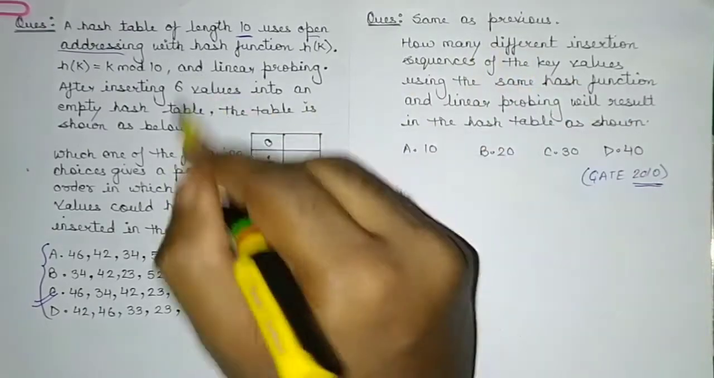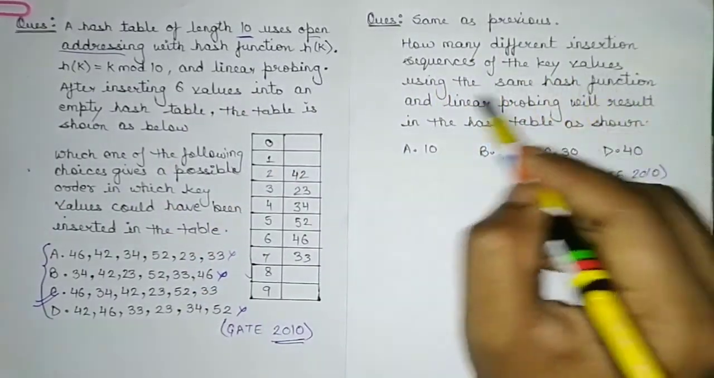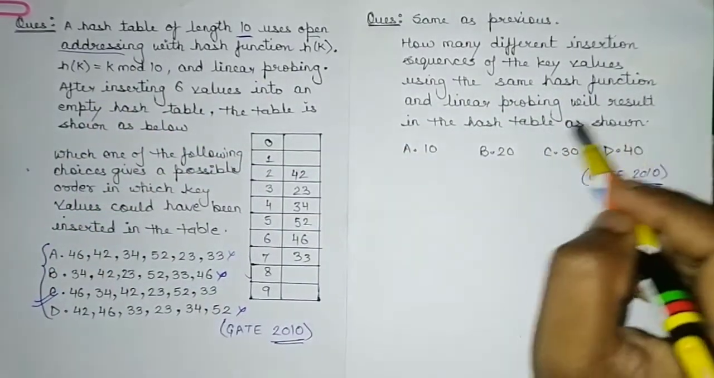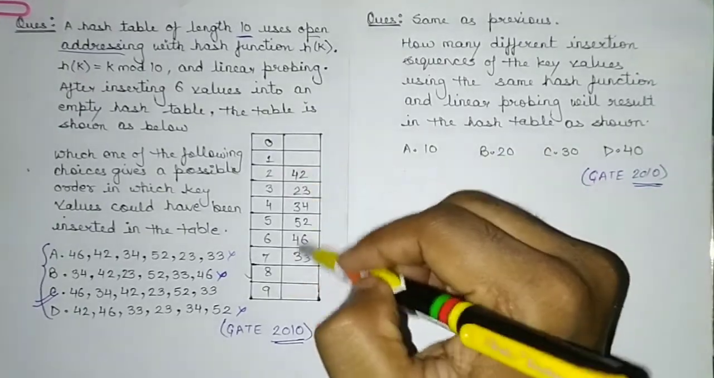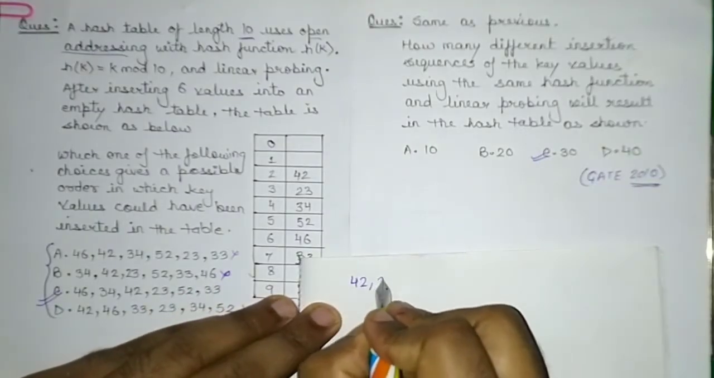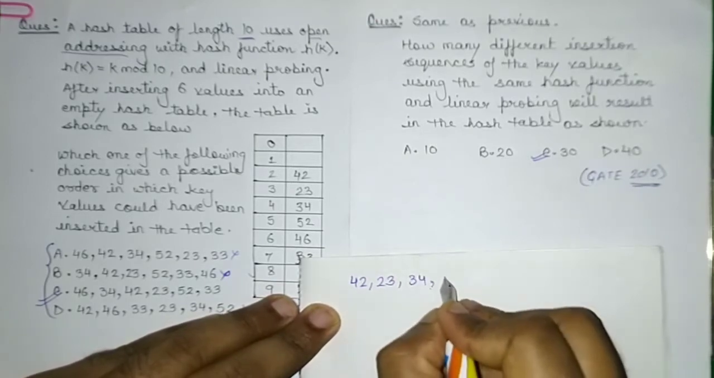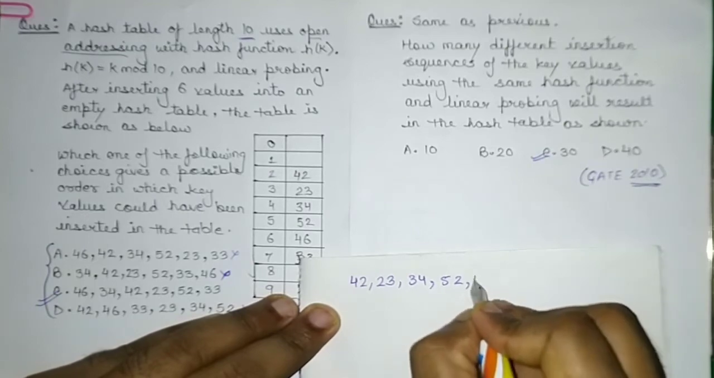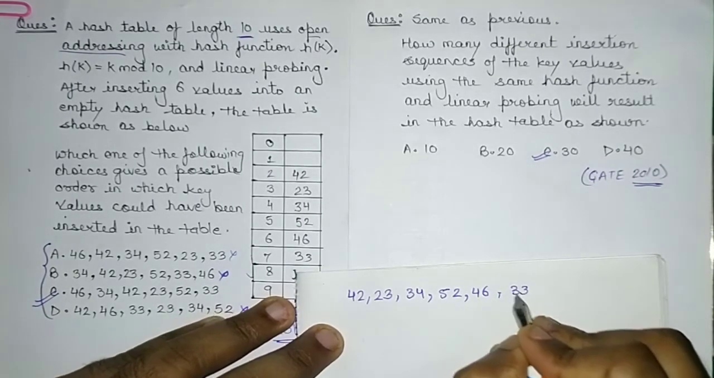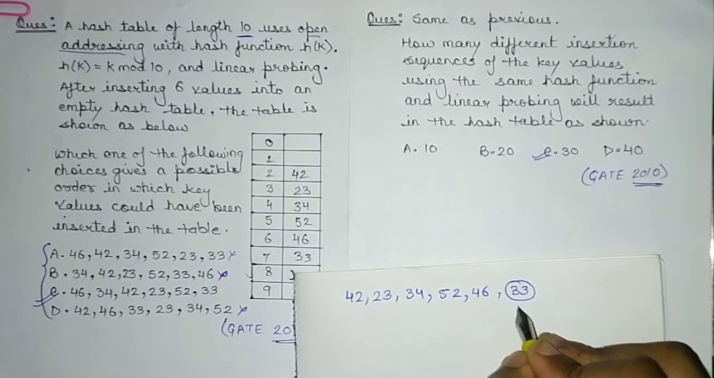So the question was the same as this: how many different insertion sequences of the key values, using the same hash function, that is k mod n, and linear probing, will result in the hash table as this? So what do we have? We have values 42, 23, 34, 52, 46 and 33. So we got to know that this 33 should be inserted last.